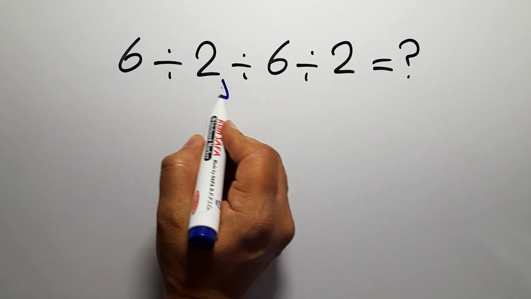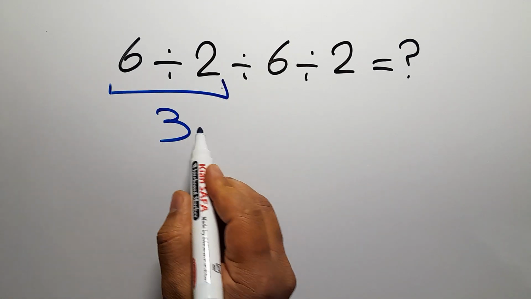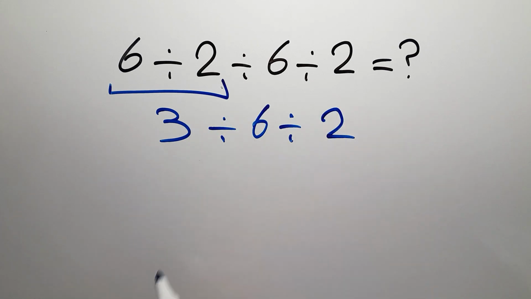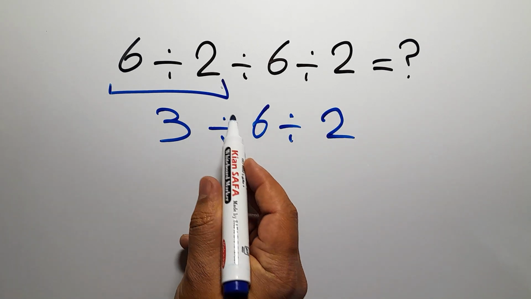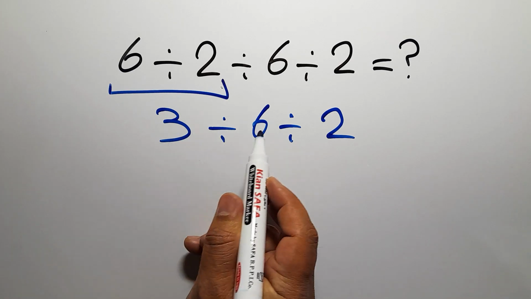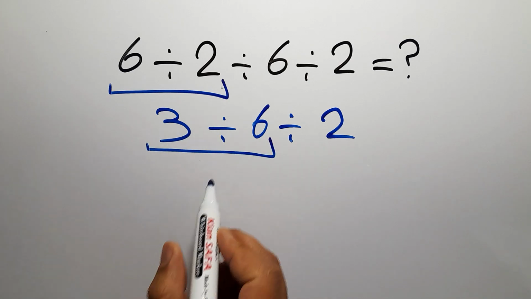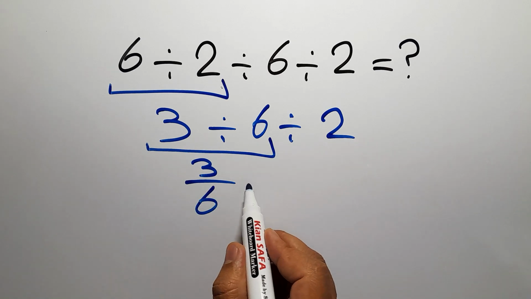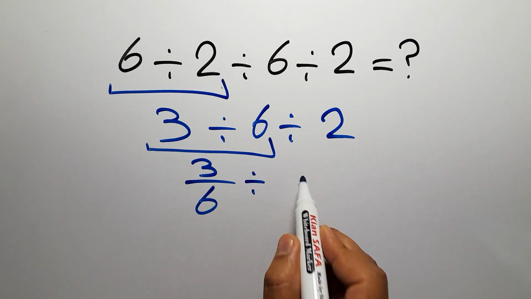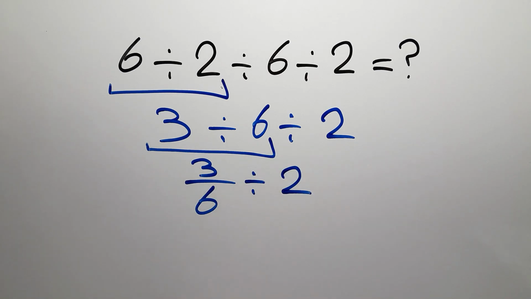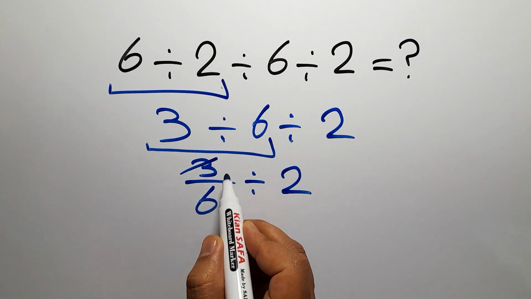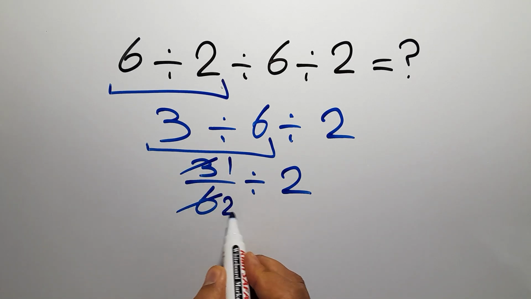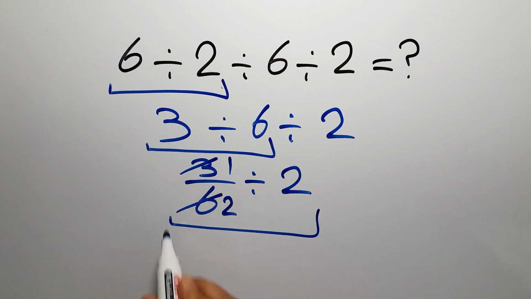6 divided by 2 gives us 3. So 3 divided by 6 divided by 2. Now we have to do this division. 3 divided by 6 can be written as 3 over 6. And here we have divided by 2. 3 divided by 3 gives us 1. And 6 divided by 3 gives us 2. So we have 1 over 2.